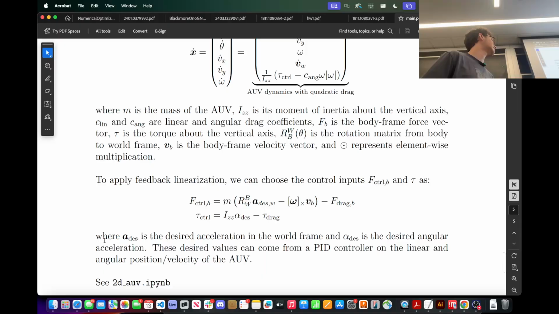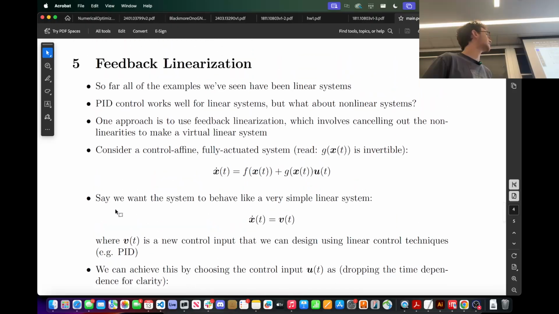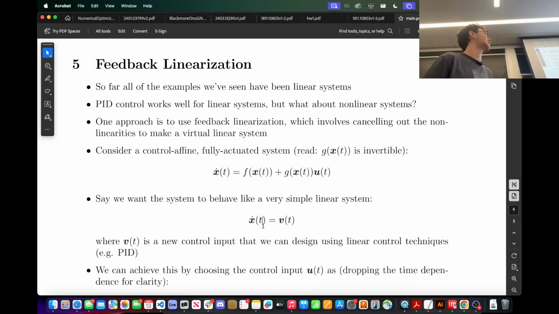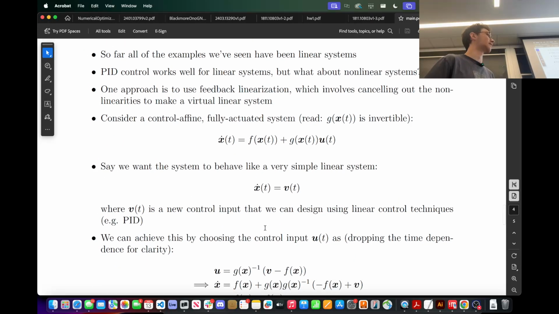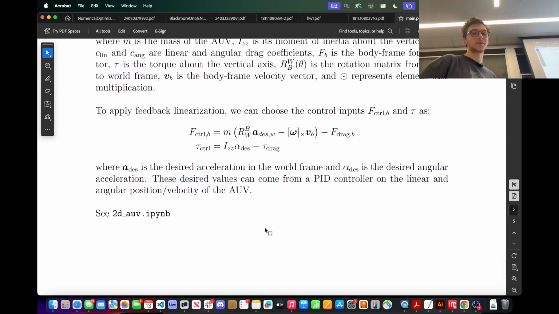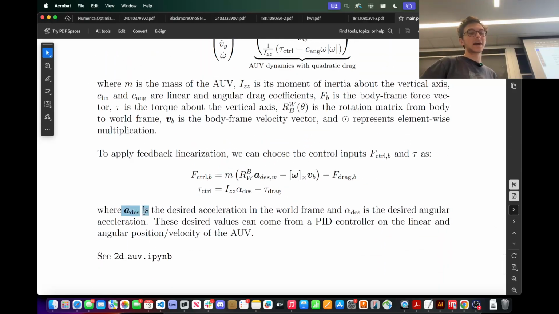And so yeah, if I apply the force and torque in this way, you should get that my system is going to look something like this, where x dot is just like this. X dot is your control authority, or control input. And so a desired is the desired acceleration, alpha desired is the desired angular acceleration, and these will come from a PID controller.